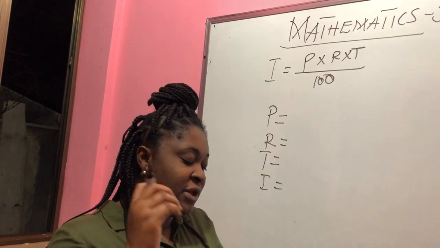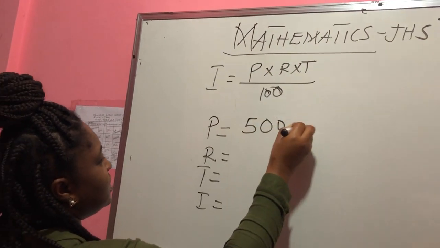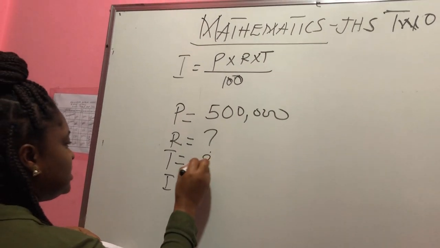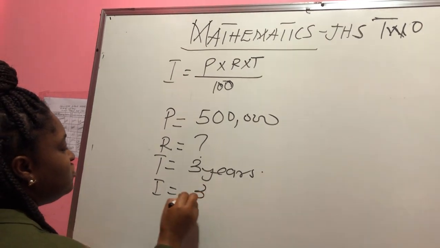So definitely 500,000 is the what? The principal. So you come and put your 500,000 here. The rate is what we are finding, right? What is the time? The time is 3 years. Always remember, time is in years. And what is our interest? Our interest is what?